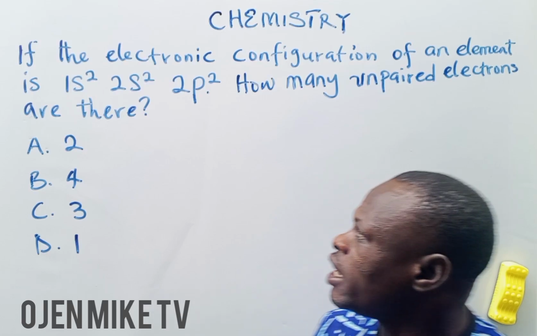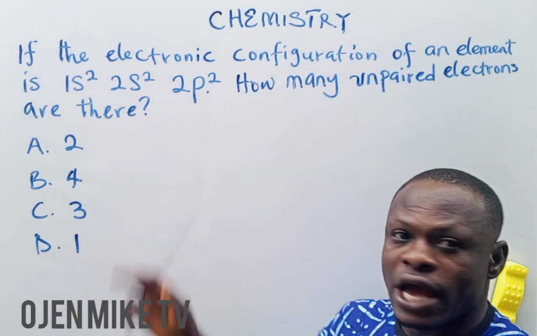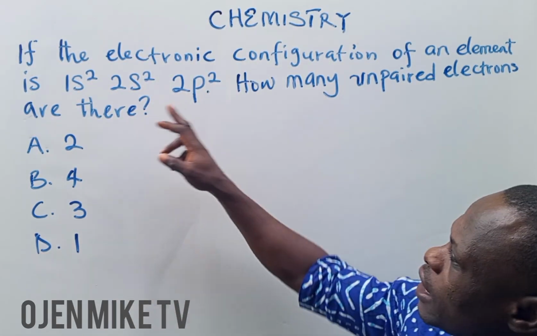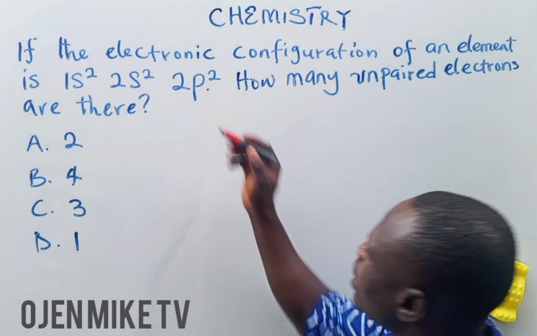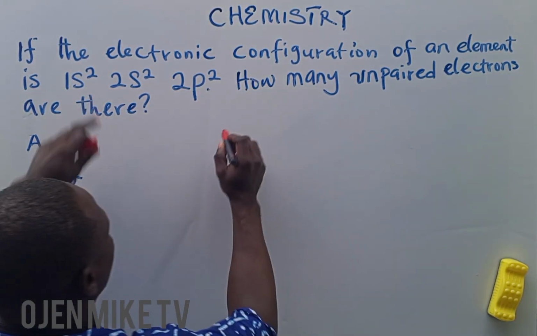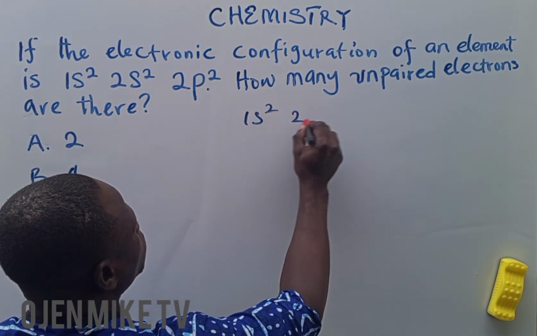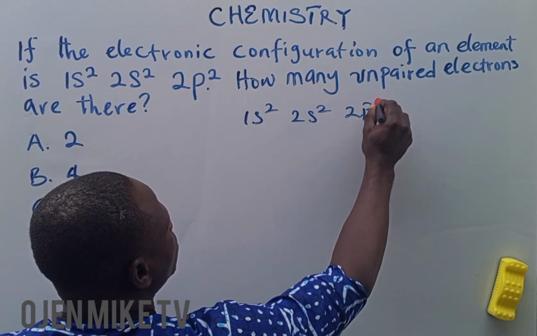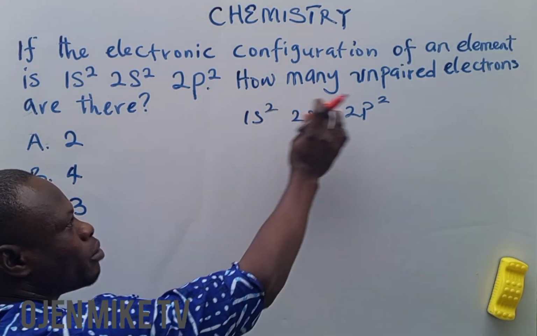Hello viewers, let's take a look at this question. We are asked to find the number of unpaired electrons in this element. This element is simply, we have 1s2, 2s2 and 2p2. So you count the number of electrons.